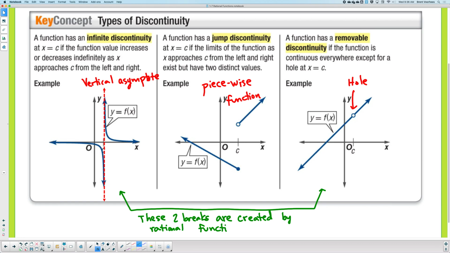What creates the middle break? What creates this one? A piecewise function. Maybe I should say created by a piecewise function. Okay? So today you're going to see a lot of the first and the third type of breaks. Am I good to move on? Enough time for you?